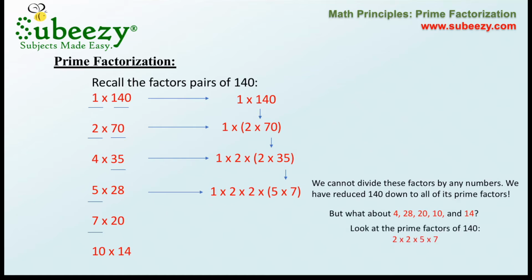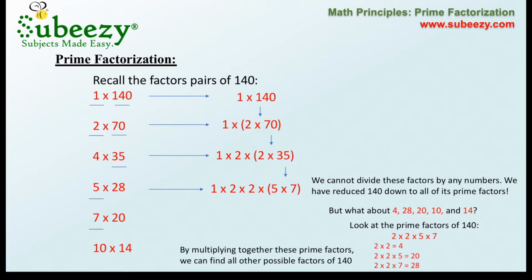Well, let's take a look at the prime factors of 140. 2 times 2 times 5 times 7. By multiplying together these prime factors, we can find all other possible factors of 140. This is a very important principle for prime factorization.